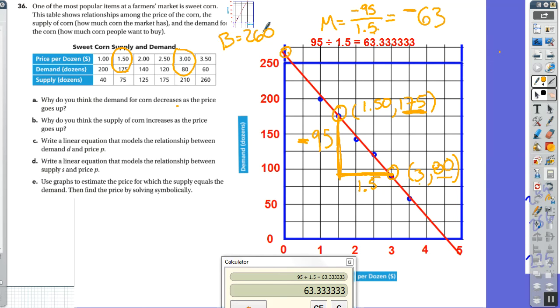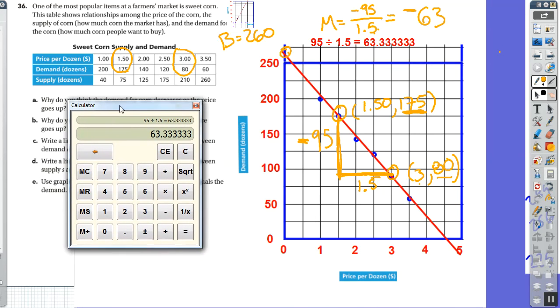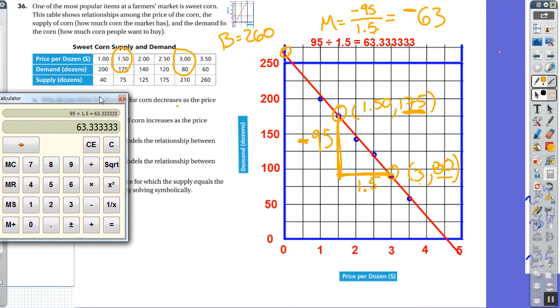Well, we could find out. So what I'm going to do is take one data point. I'm going to take this one because there are no fractions. And I'm going to use my y equals mx plus b, and let's see what we get. So my y value is going to be 80. So I know I have 80 is equal to, and my slope, just for this, I'm going to use the whole slope, negative 63.3 repeating x plus b.